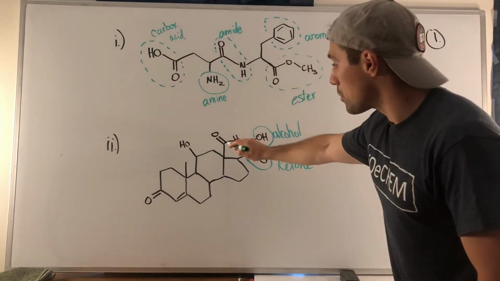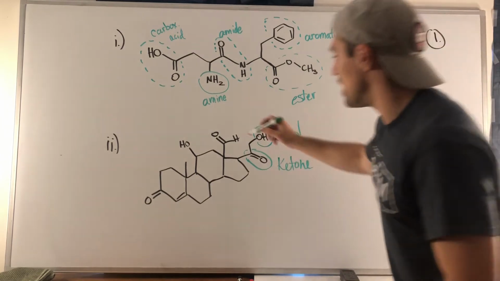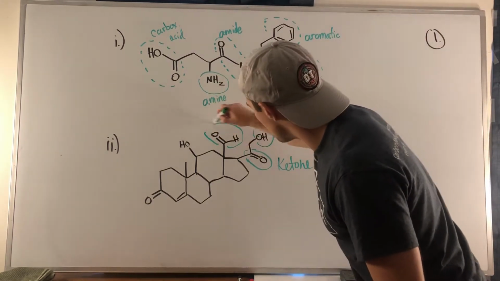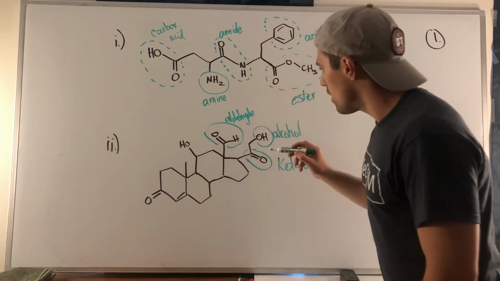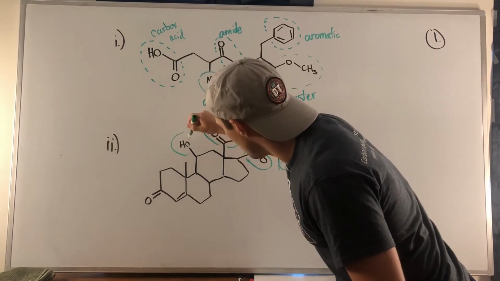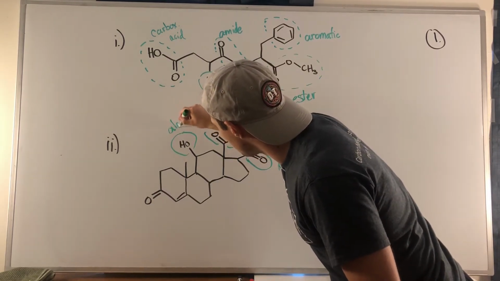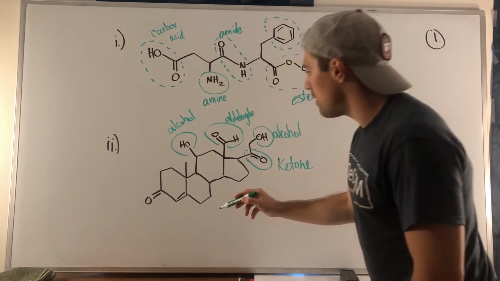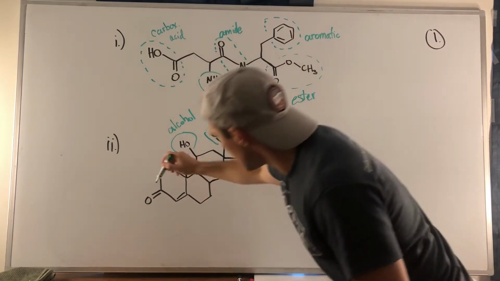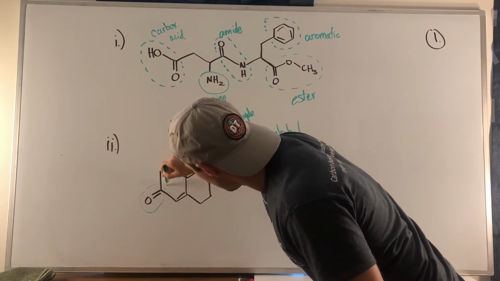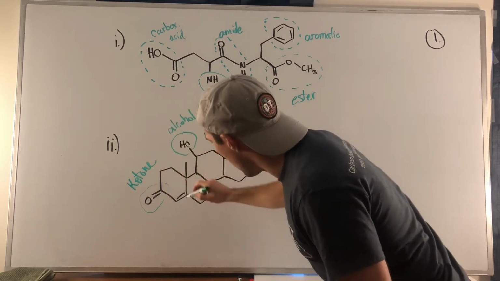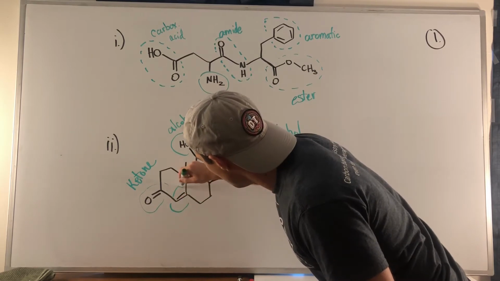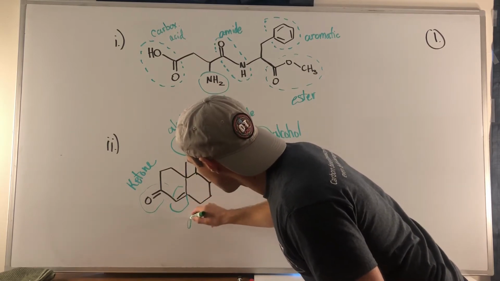So then over here we have another type of carbonyl, but this time it's terminal. Terminal meaning on the end of the chain. So this is an aldehyde. Over here, just another alcohol. And then down here, we can see a ketone. Sorry, I'm trying to write this not on the side I'm usually writing. And then over here, we just have a double bond. So we can just label this as an alkene.